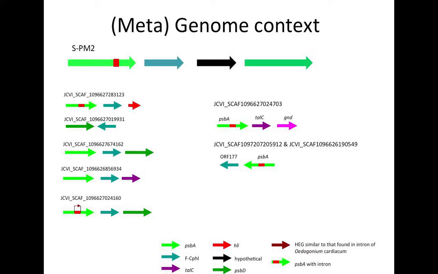So you can find, this is S-PM2 in the arrangement, so if it's the same colour, it's the same gene, or we think it's the same gene. You can find a psbA with an intron, and you can also find this homing endonuclease next to it. Sometimes you don't get an intron within the psbA gene. Sometimes you get different arrangements of them, but in the environment you can find introns within psbA genes.